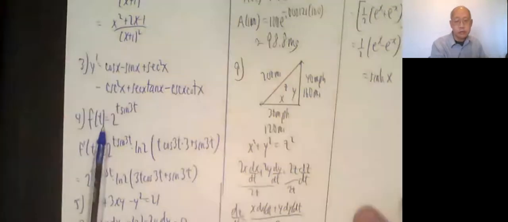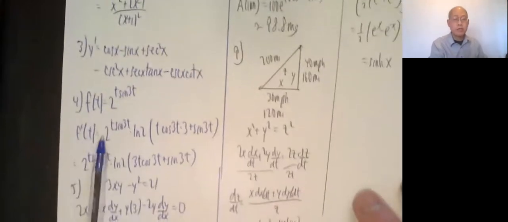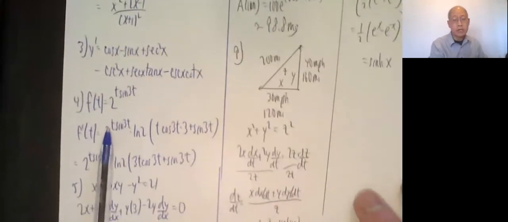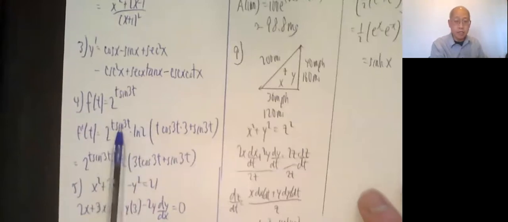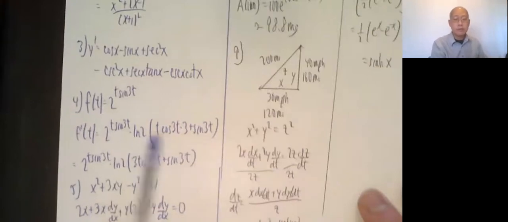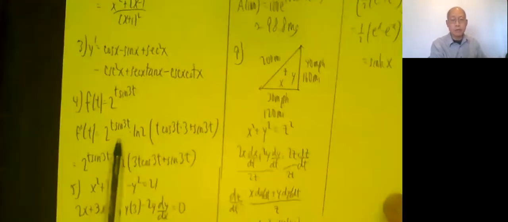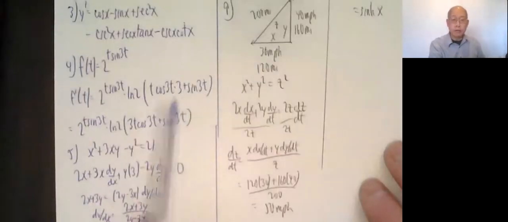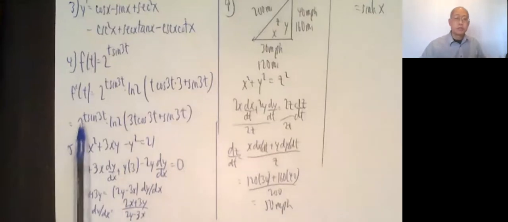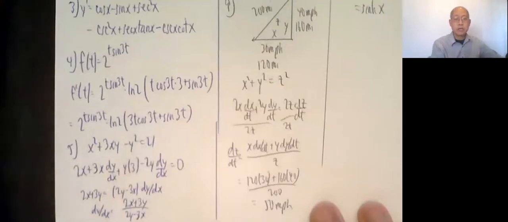Number 4, f of t is 2 raised to the t sine of 3t. So f prime of t is 2 raised to the t sine 3t times natural log of 2, then by the chain rule times the derivative of the exponent, which is first times the derivative of the second, t times cosine 3t times the derivative of 3t, which is 3, plus sine of 3t times the derivative of the first function, which is 1. And that's basically it. A little bit of touch-up, put the 3 in front over here. So 2 to the t sine 3t ln 2 times 3t cosine of 3t plus sine of 3t.